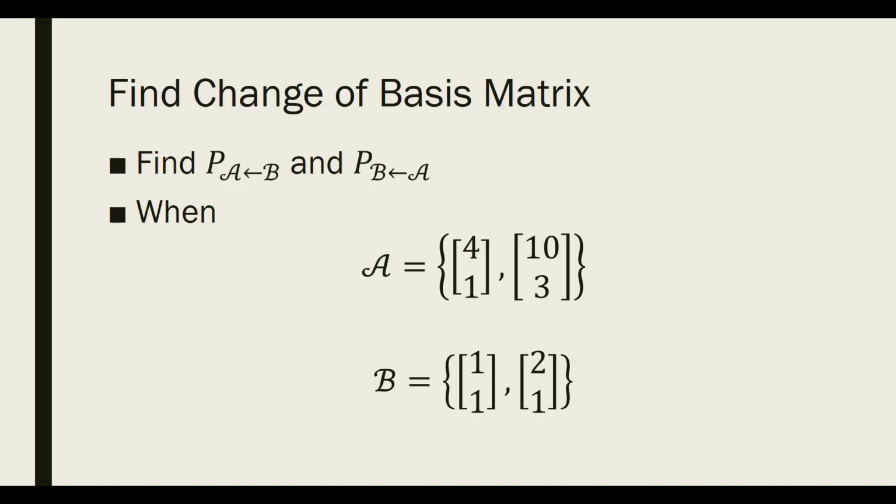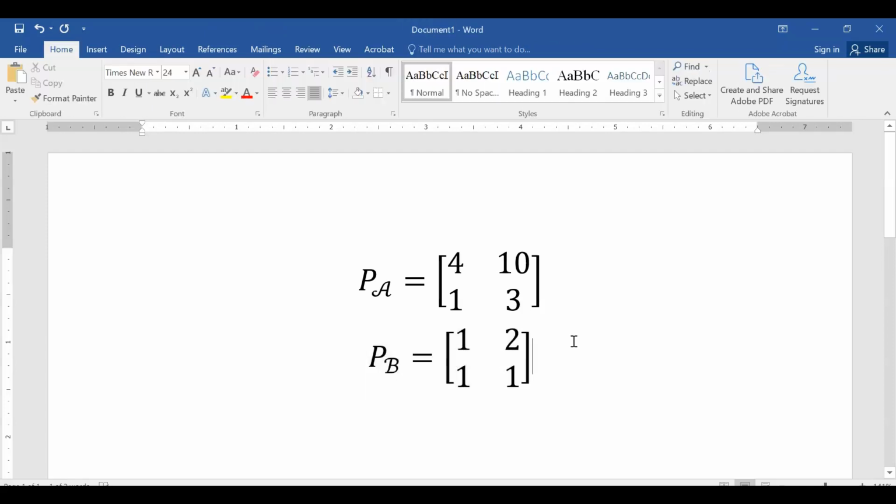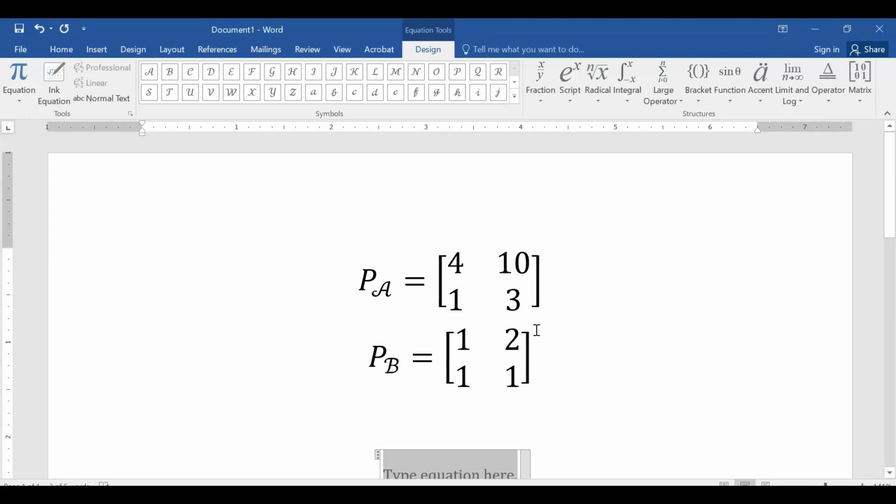All right, so hopefully you went ahead and did that. Now we start out by just noting that my matrix that changes from A into the standard basis is going to be P of A, here with columns 4, 1 and 10, 3. My change of basis matrix that goes from B to the standard basis is going to be 1, 1, 2, 1. And so basically, which way do we want to go?